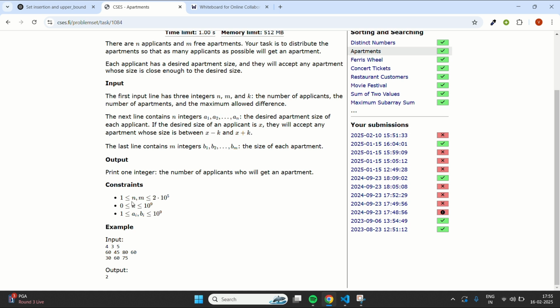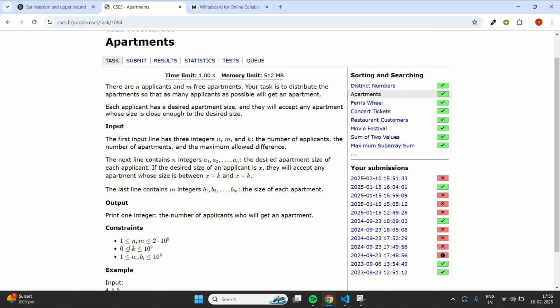Constraints are n, m greater than or equal to 1 but less than or equal to 2 into 10 raised to power 5. Then k is greater than or equal to 0 but less than or equal to 10 raised to power 9. ai, bi is greater than or equal to 1 but less than or equal to 10 raised to power 9. Then we are given a sample case. We will discuss that as well.